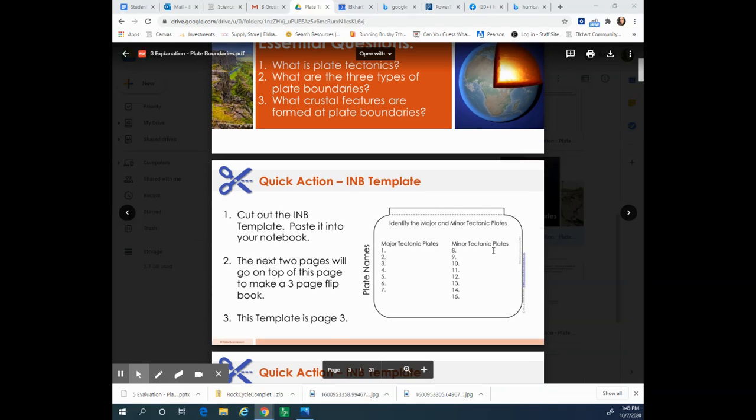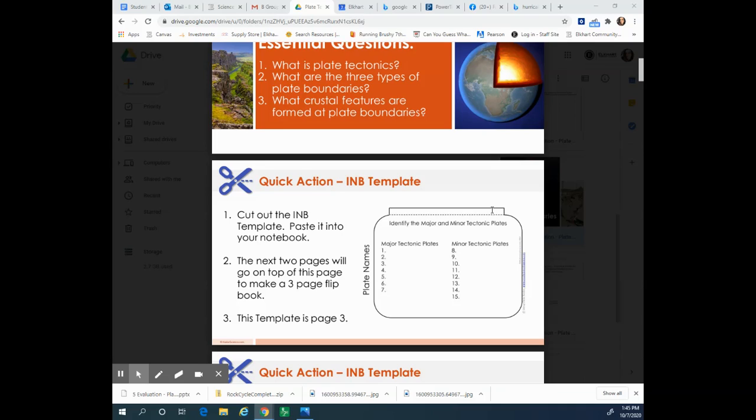Okay. Right here on this particular thing, when you open it up, you're not going to save it as a Google Drive. You're going to save it. You're not going to save it as a Google Slide. You're going to save it directly into your drive and then open it back up.